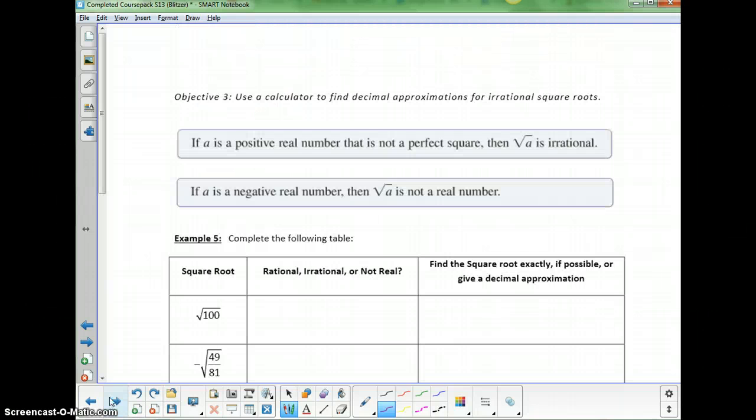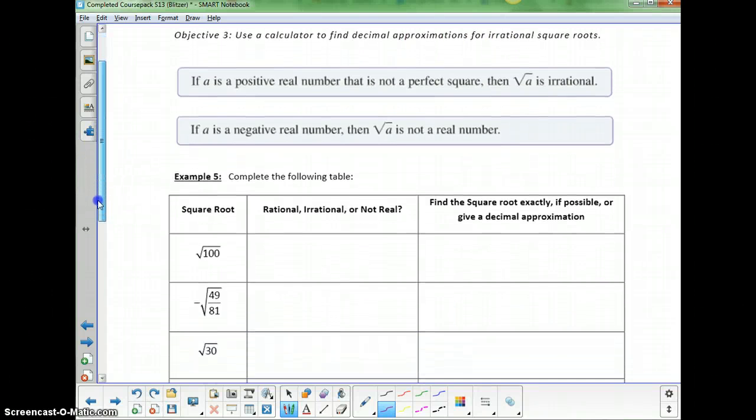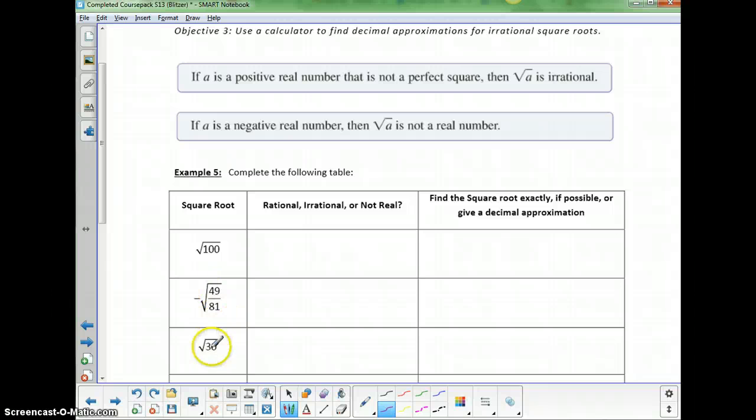Use a calculator to find the decimal approximation for irrational square roots. Okay, so if we're trying to take the square root of a number that is not a perfect square, like we know that 30 was not on our perfect square list, it's going to be irrational. Okay, so let's look at a couple of these right here.